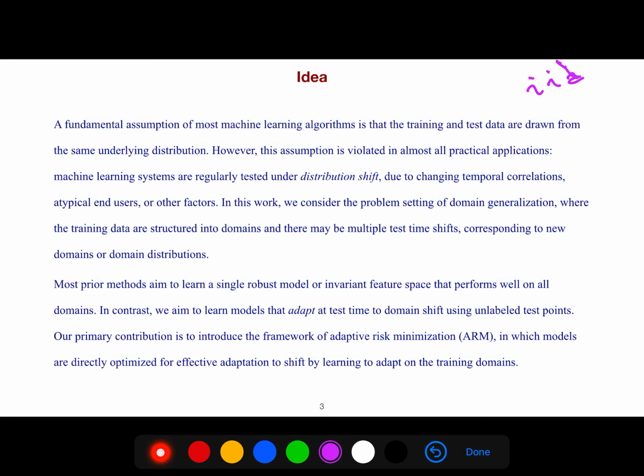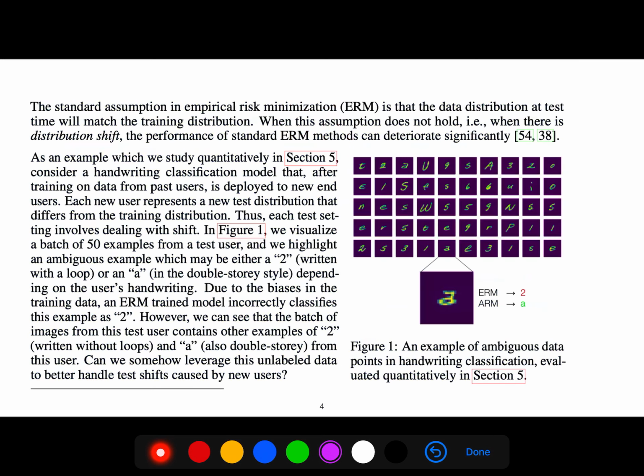Our primary contribution is to introduce the framework of adaptive risk minimization, in which models are directly optimized for effective adaptation to shift by learning to adapt on the training domains. The standard assumption in empirical risk minimization is that the data at test will match the training. When this assumption does not hold and there is a distribution shift, the performance can deteriorate significantly.